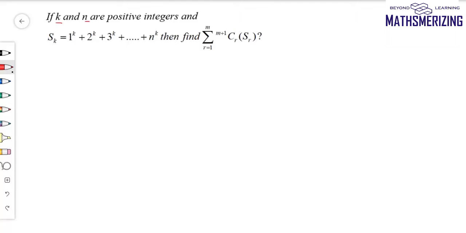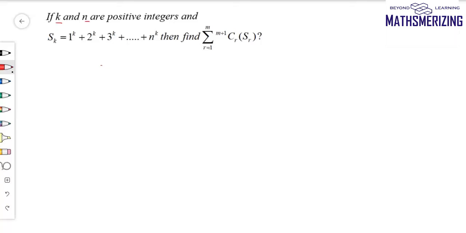Here the question is, if k and n are positive integers and if S_k equals 1 to the power k plus 2 to the power k plus 3 to the power k up to n to the power k, then we need to find this summation: the sum over r from 1 to m plus 1 of (m+1)C_r times S_r.